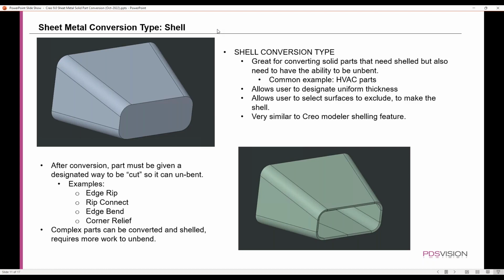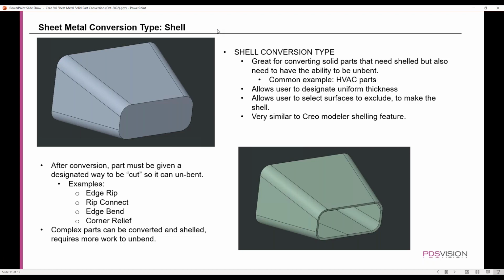needed to be. So this feature allows the user to select the surfaces that you want to exclude to make your shell, and then assign a uniform thickness across the part. It is very similar to the Creo modeler shelling feature that's available in your standard Creo modeler.